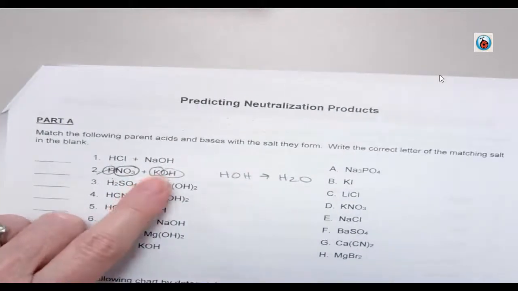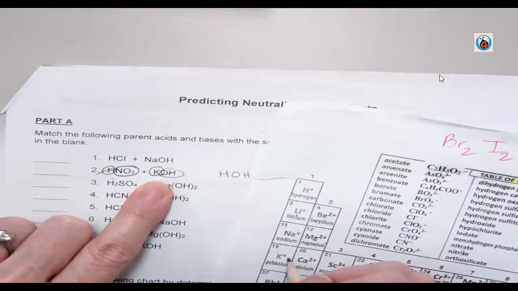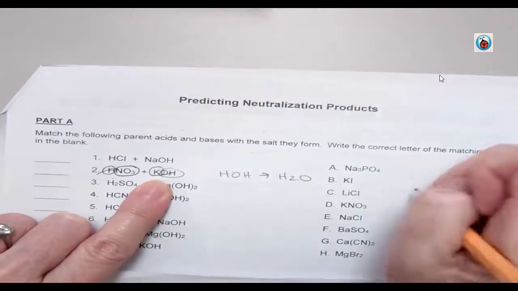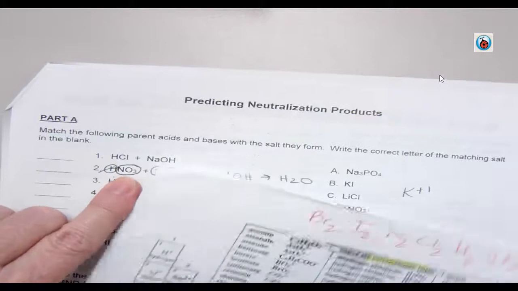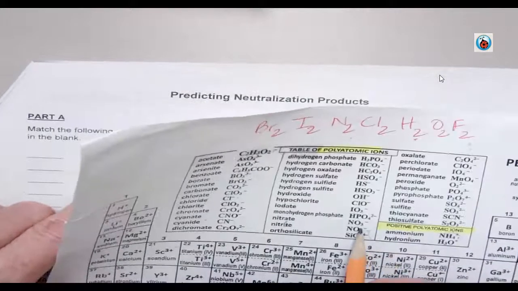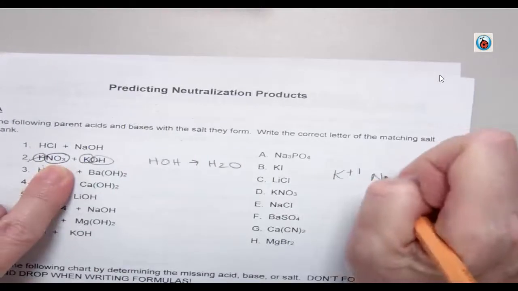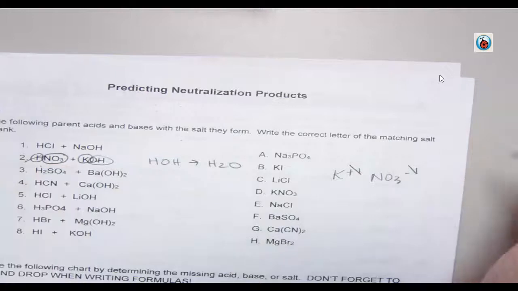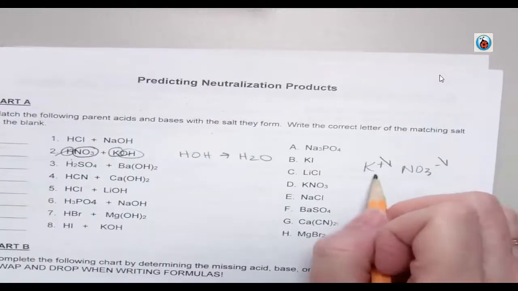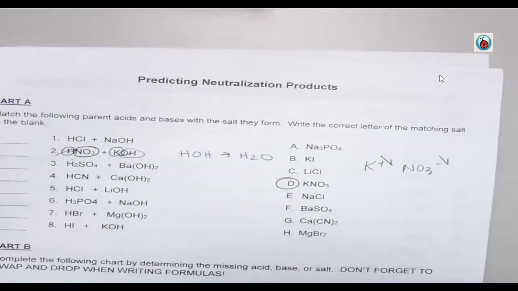So your positive ion's always in the first position, so you need to find their charge. So potassium's a +1, and it's going to be with this NO3. Let's find NO3, nitrate. NO3 is a -1. I'm going to write that out here: NO3, -1. So what happens? The +1 and -1 cancel out, so the answer to this problem is KNO3, so the answer would be D.